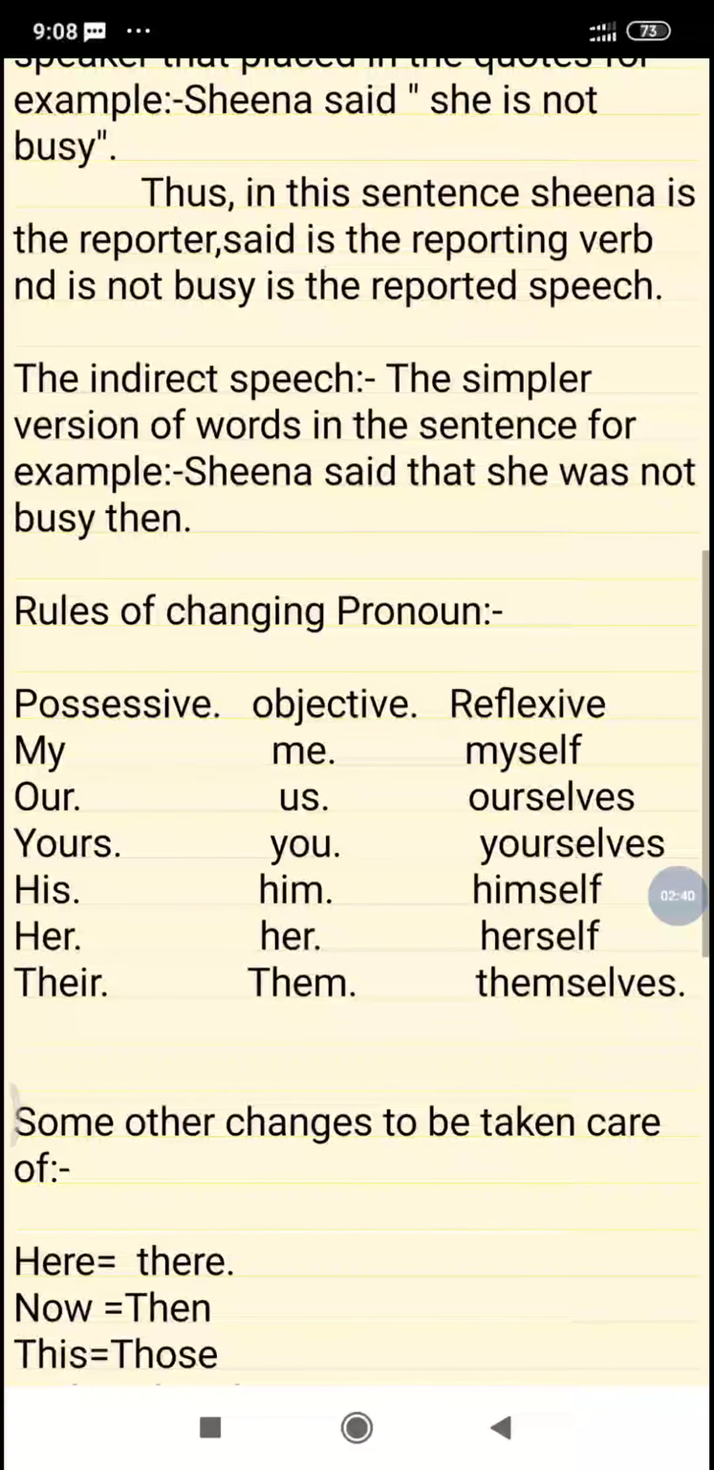Here we have the second example, the indirect speech, the simpler version of the words in the sentence. For example, Sheena said that she was not busy then.